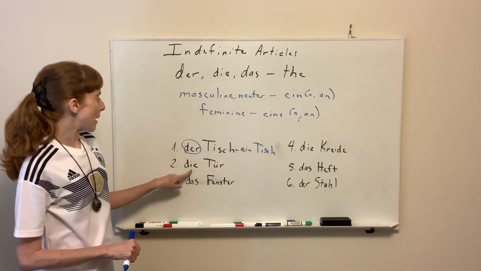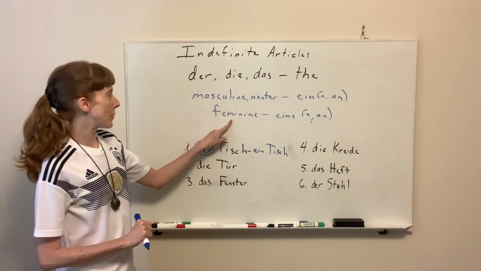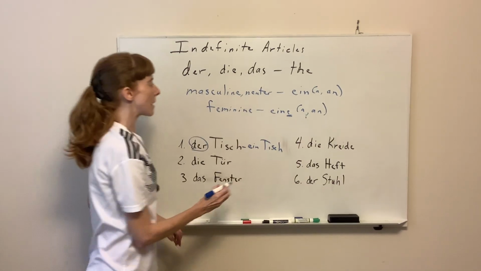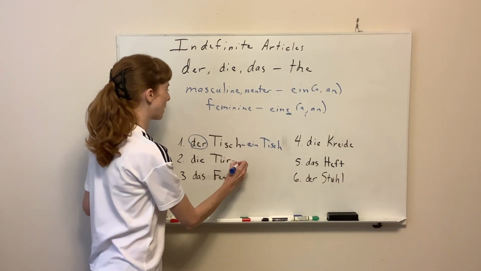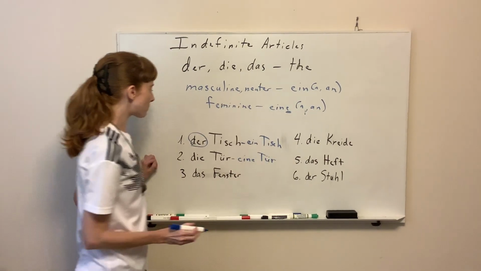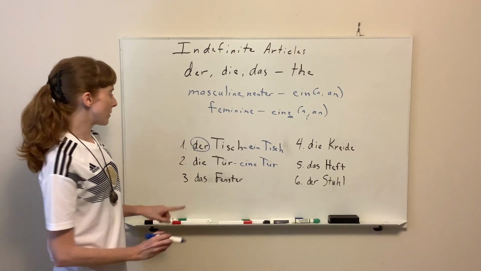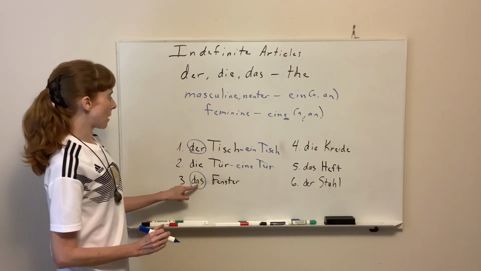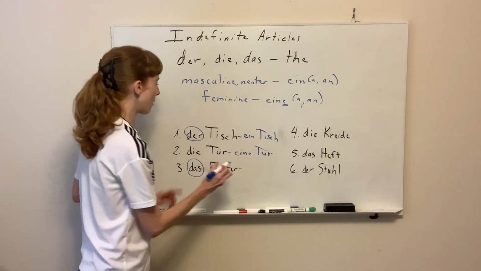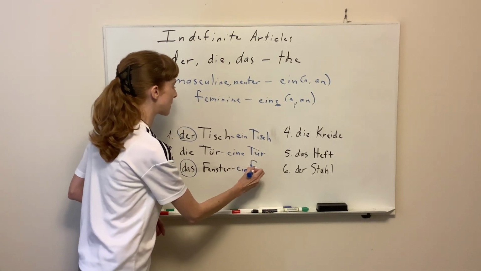For the second one, we have die Tür. Die is feminine, so we will look at feminine. And we know that we need to use eine because we have that E at the end. So die Tür will now be eine Tür. Number 3, das Fenster. Das is neuter, so we will look at das here. And for neuter, we use ein. So instead of the window, we'll have a window, ein Fenster.